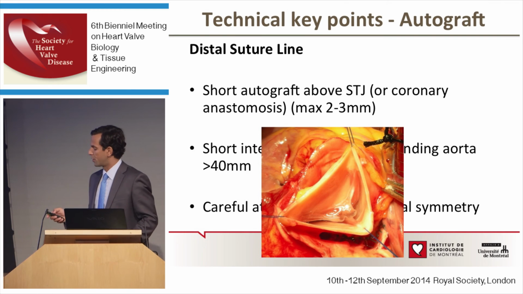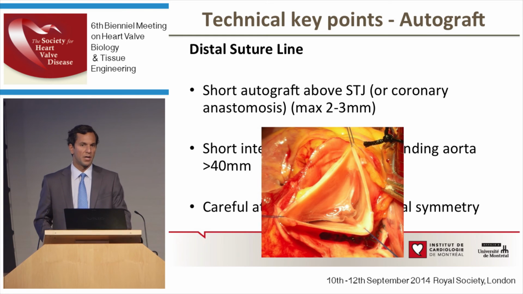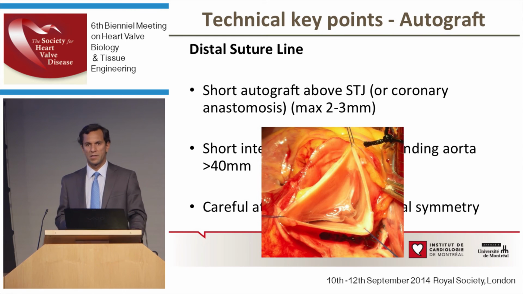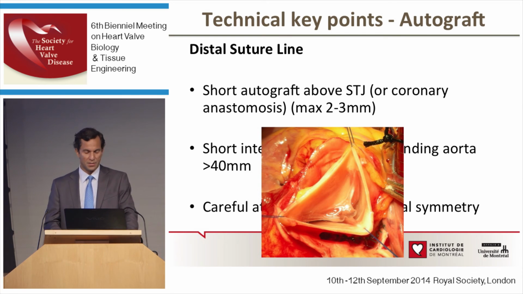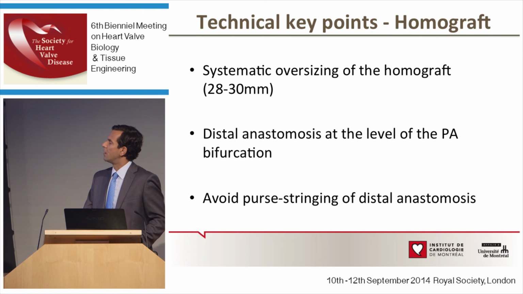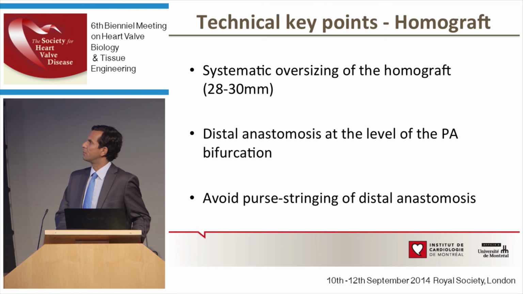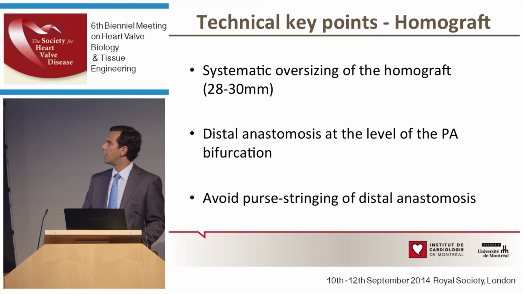The other critical point on the distal suture line is to keep a very short sleeve of pulmonary artery above the sinus-tubular junction, only enough to be able to perform the distal suture line, to avoid exposing it to dilatation when it's positioned under systemic conditions. Again, I'll skip some of these elements. The pulmonary homograft, we have learned from Professor Yacoub to systematically oversize the homografts, including in children and even very young children.